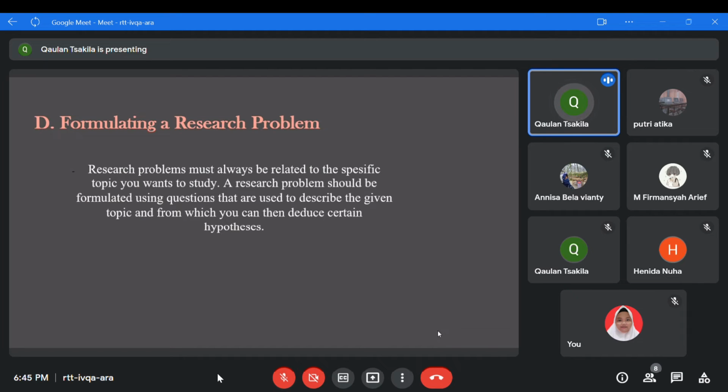D. Formulating a research problem. Research problems must always be related to the specific topic you want to study. A research problem should be formulated using questions that are used to describe the given topic and from which you can then deduce certain hypotheses.